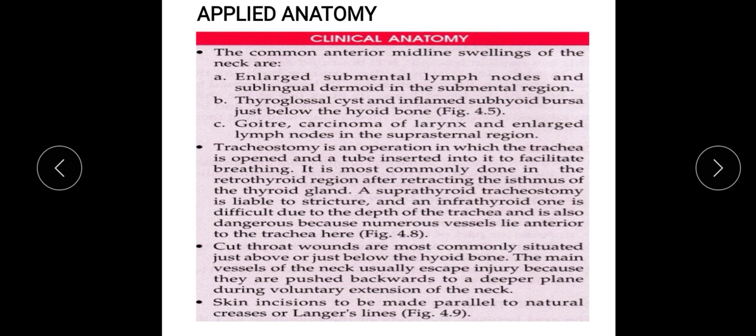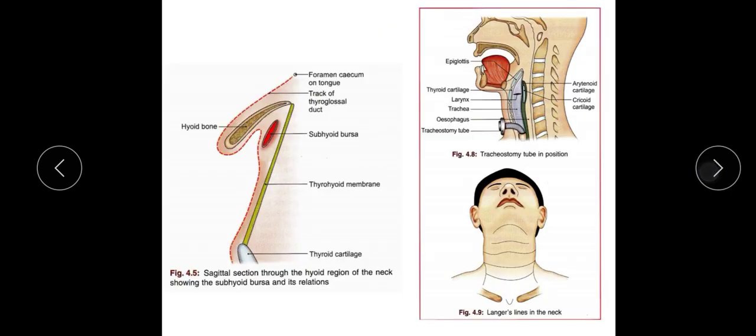Then the applied anatomy. Anterior midline swellings of the neck are common. Enlarged submental lymph nodes and sublingual dermoid in the submental region are common. Thyroglossal cyst and inflamed subhyoid bursa just below the hyoid bone are common. This one is the hyoid bone. Just below the hyoid bone is the subhyoid bursa. That is the inflamed subhyoid bursa.